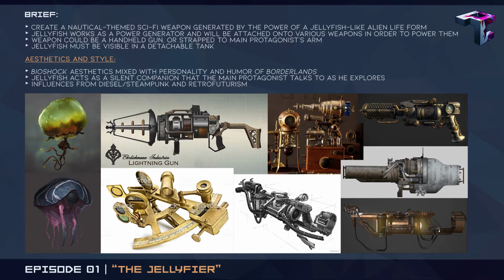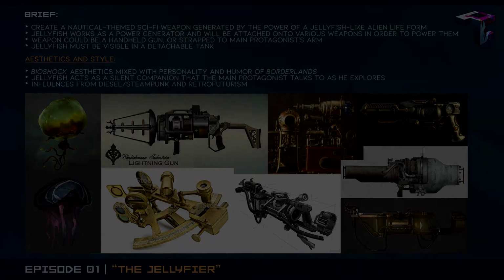It is also useful to think about the visual style, the design language that you want to follow. In this case, we were inspired by games like BioShock and Borderlands, and we wanted to keep in mind the design aesthetic of these games as we are working on our Jellyfier weapon concept. The next step is to look for references. During this process, I suggest keeping an open mind and not limiting yourself too much at the very beginning. Once you have a good variety of references, it's time to get started.